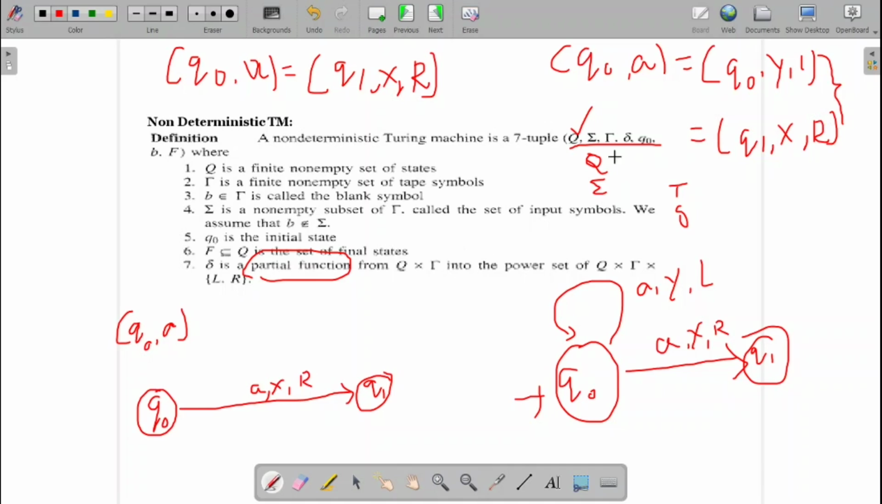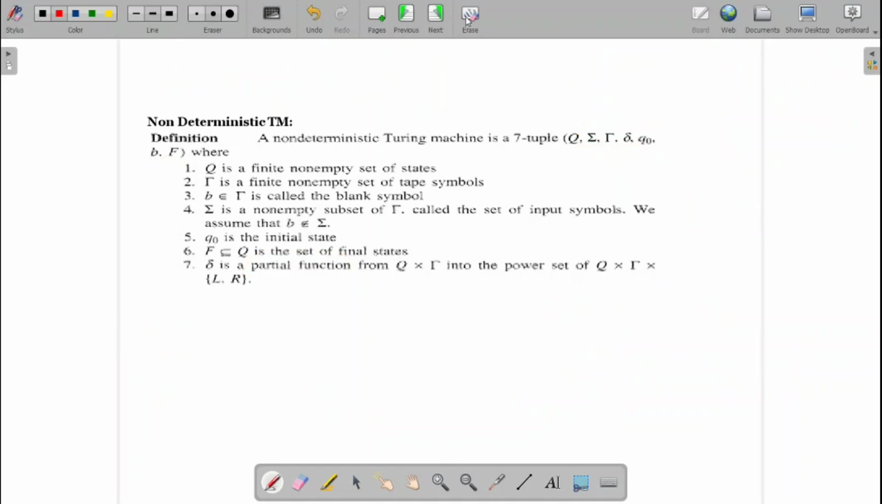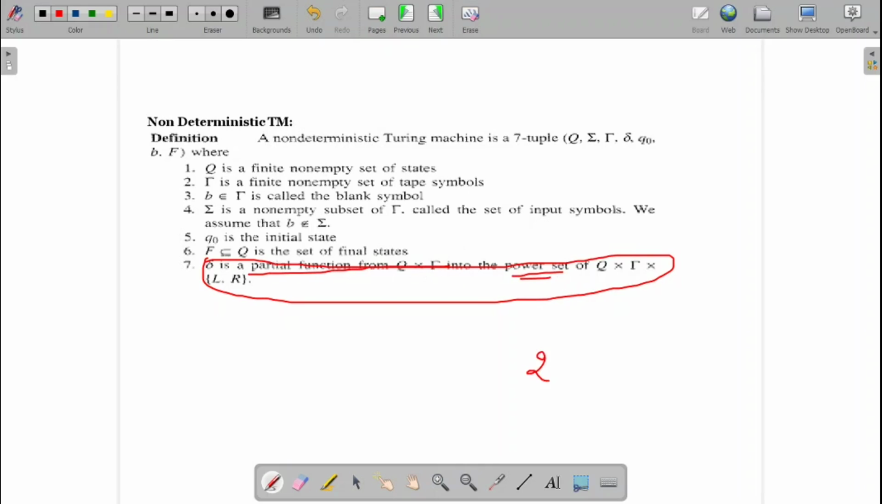Then the next one, Q naught, the start state, B, the blank space. F is a subset of Q. What does F indicate? F indicates the set of accepting states, the final states. So these are the 7 tuple of the non-deterministic Turing machine. The most important is this one, the delta. The delta is a partial function from Q to tau, a power set. We can have the 2 power n combinations. That's why it's a power set, a power set of Q cross tau. It is the left or the right movement that may be there.